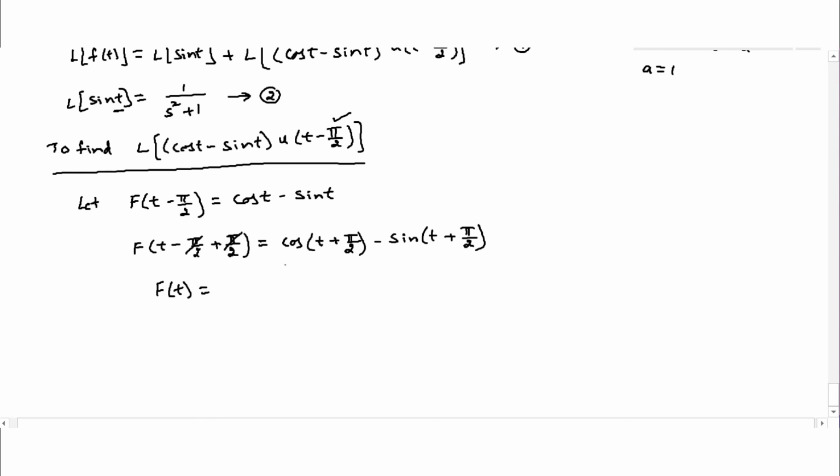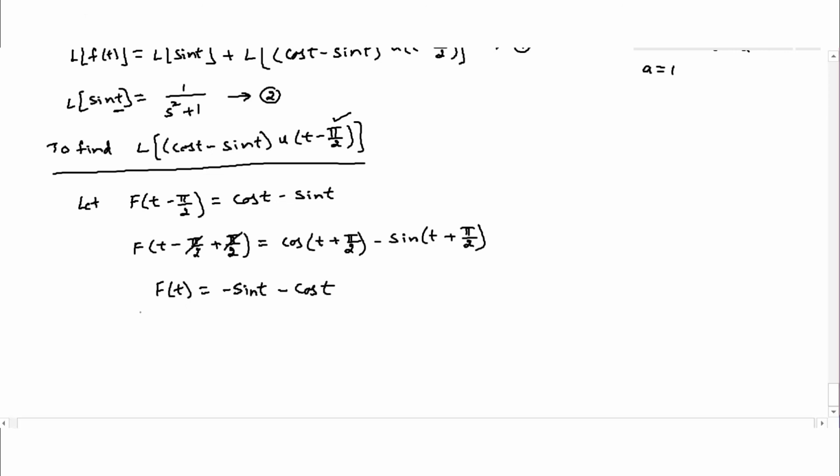Now the first term is in the form of cos(90 + θ). We know cos(90 + θ) will be −sin θ, so it is −sin t. Next you have sin(90 + θ), which will be cos. So this negative sign will remain as it is, and you just get cos t. So we got f of t equals −sin t − cos t.